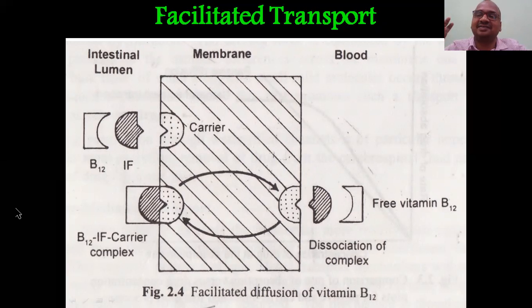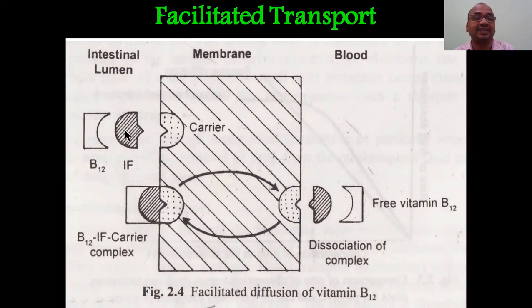Facility must be there here. You have to provide one facility. See here, a very simple and very, very important example that has appeared a number of times in competitive examinations. Vitamin B12: here a carrier must be there. Apart from the carrier, you should have one more facility. That facility is this IF. That's why this is called facilitated. See, intrinsic factor.